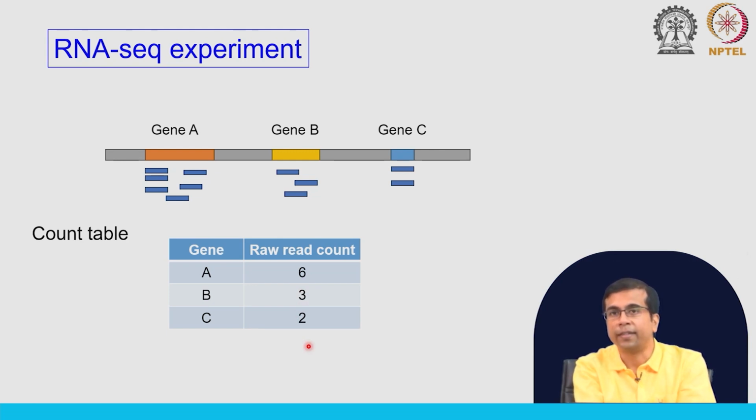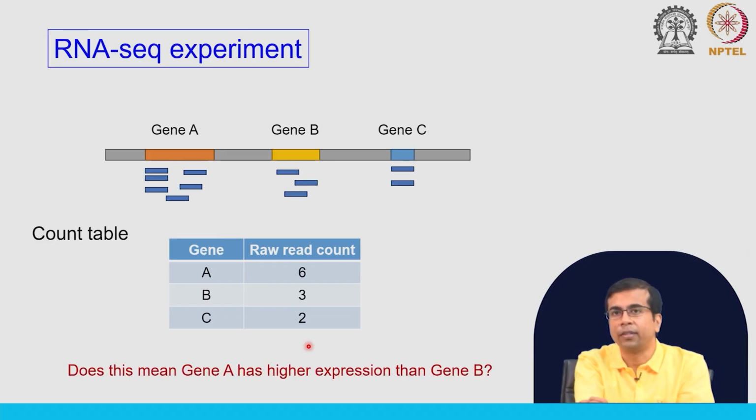Now, the goal, as I said, is to go to the expression level of genes. By looking at this table, can we just say gene A has higher expression than gene B? Can we simply say that because gene A shows a higher number of reads mapping to it? We will talk about this. This is not so simple, and we will talk about how we can actually arrive at the expression level from this raw read count data.